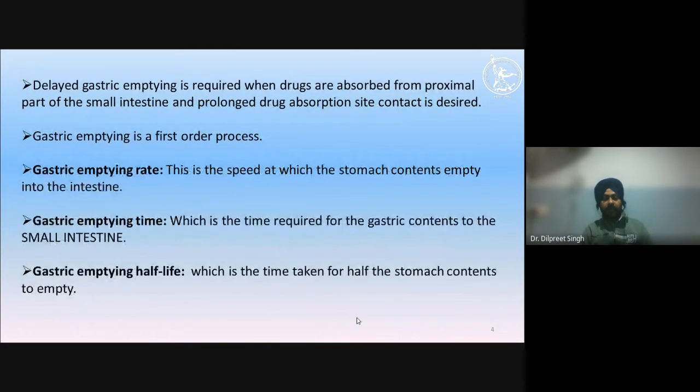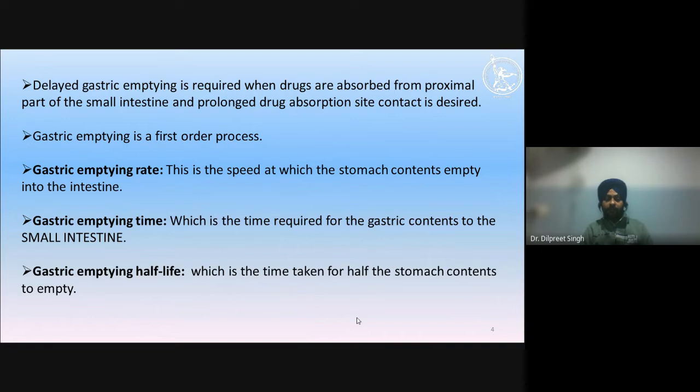As I already discussed, delayed gastric emptying is required when drugs are absorbed from the proximal part of the small intestine, and prolonged drug absorption is required when we need a sustained release or delayed type of formulation. So it also depends upon which type of formulation we want to design, for delayed gastric emptying or for optimal absorption.